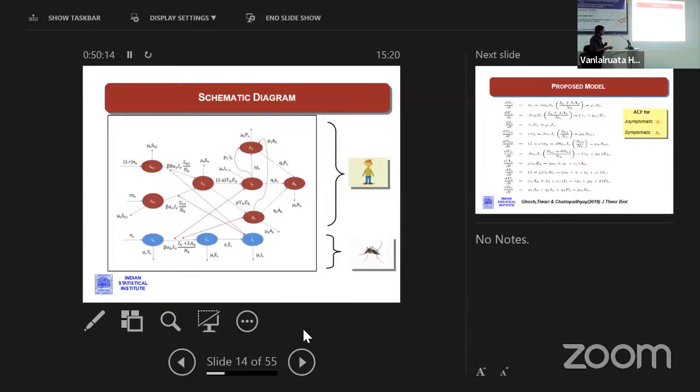Now from that exposed class, either you have a symptom or you don't have a symptom. If you have a symptom, then at a rate 1 minus rho, you are moving to the infected class. And if you don't have a symptom, at a rate rho, you are moving to the asymptomatic class.